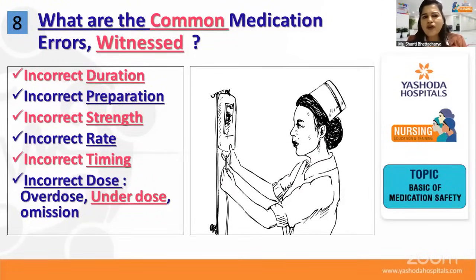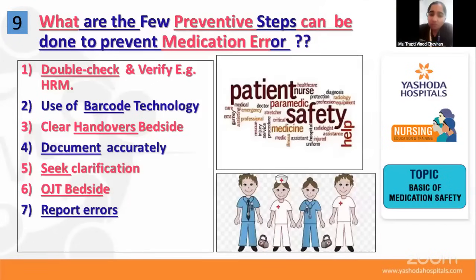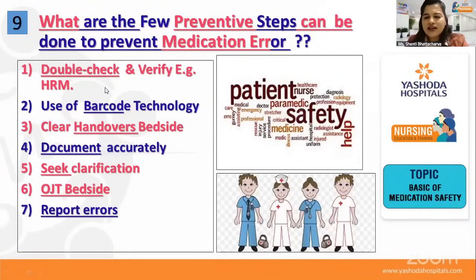So going forward, we are nearing the preventive steps. There are a few preventive steps we all have to take care of, because medication error will really cause a lot of harm to the patient. So double check is very important. I am sure that everybody does a double check in case of high-risk medication and essential drugs as well. Yes, and a clear bedside handover is very important.